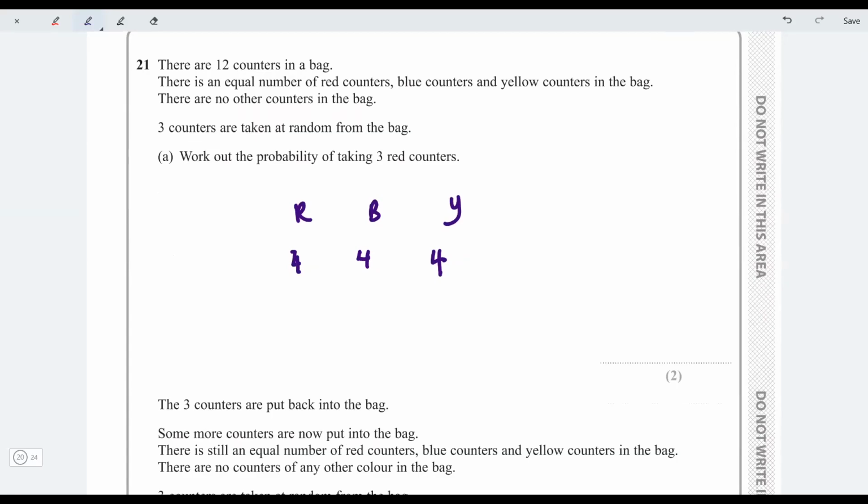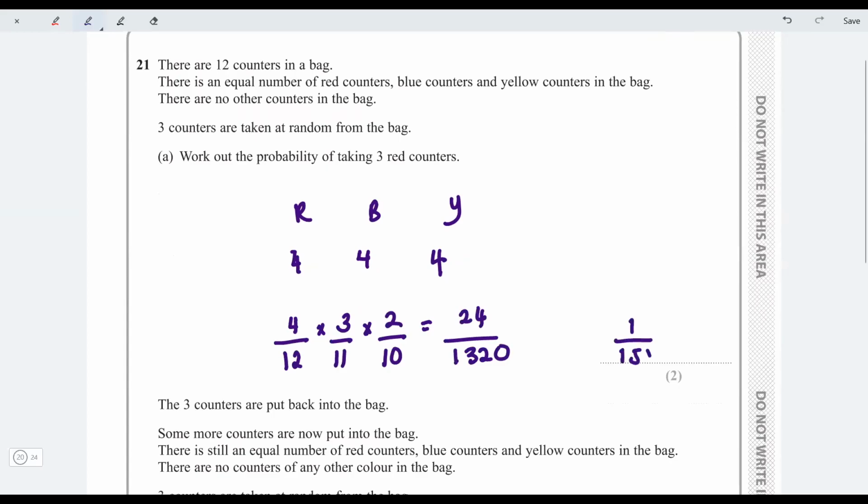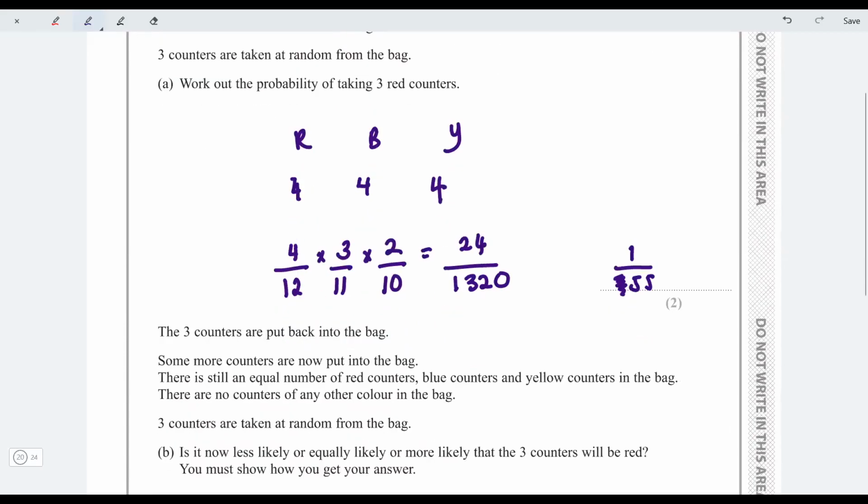Work out the probability of taking 3 red. Well, the first one's 4 out of 12 times 3 out of 11 times 2 out of 10. The top bit is 24 over 1,320, and you can simplify that to 1 over 55, not 155. And there you are. Simple, this one.